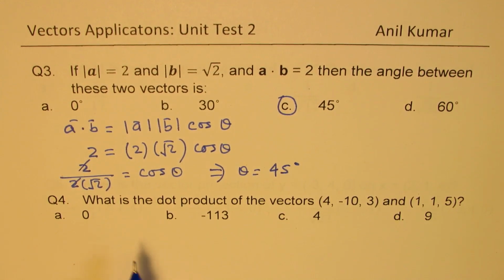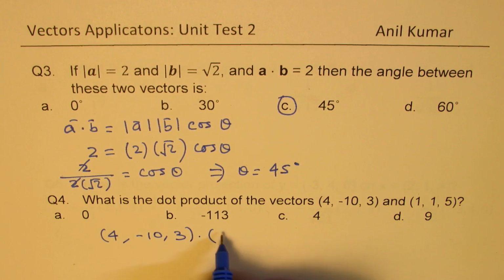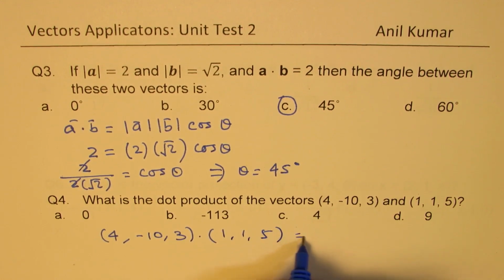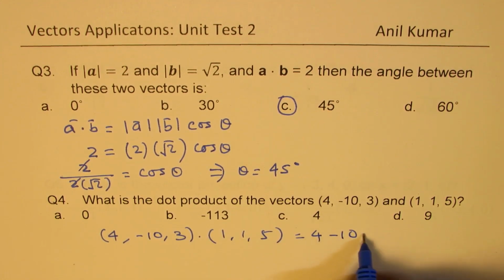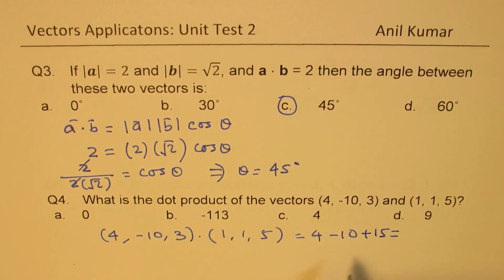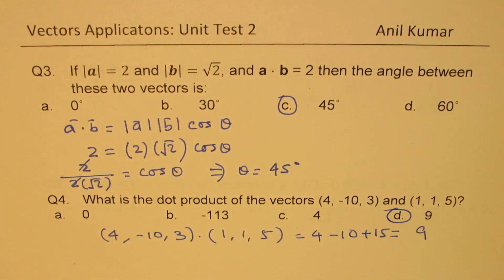Question number 4. What is the dot product of these two? So let's find the dot product, which is 4 minus 10, 3 dot 1, 1, 5, which is 4 times 1 is 4, minus 10, 5 times 3, 15 plus. So that gives you 5 plus 4 as 9. So option D is the right option. Clear?